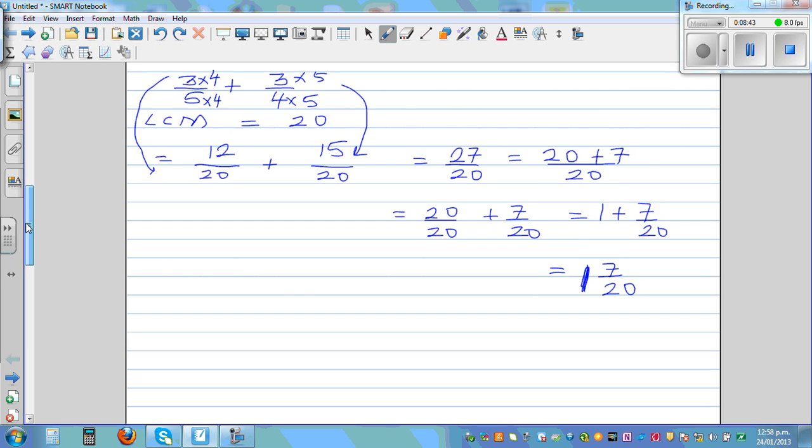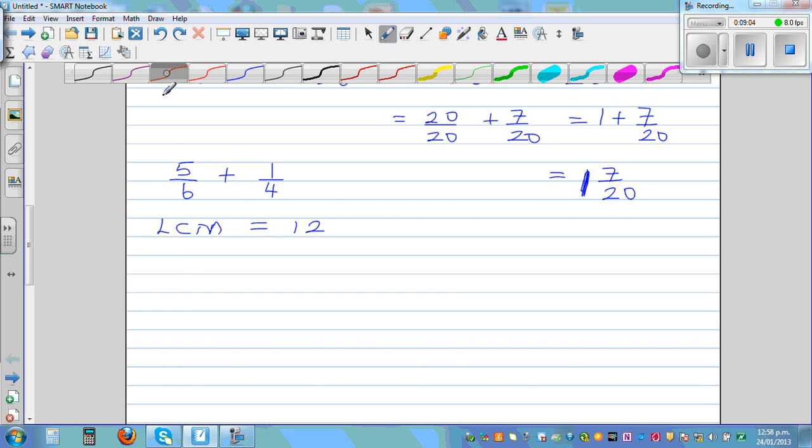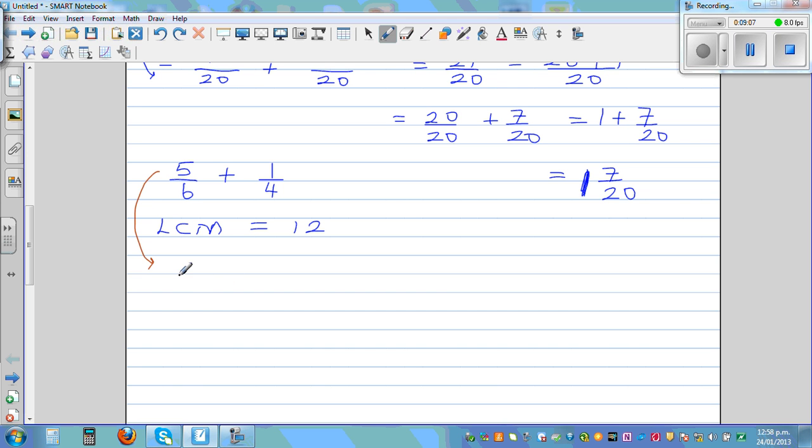Okay, and finally, what is 5/6 plus 1/4? Here the LCM is a bit tricky. It's not 24. The LCM is 12 here, because 6 times 2 is 12 and 4 times 3 is 12. I'm going to change color now, just for the sake of changing. So I want to write out of 12. So this is times 2, times 2, times 3, times 3.